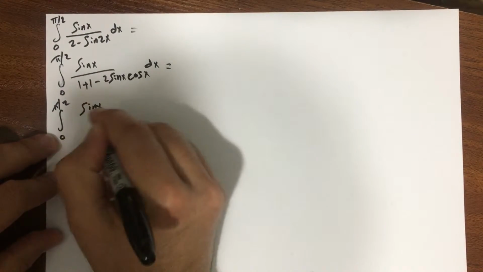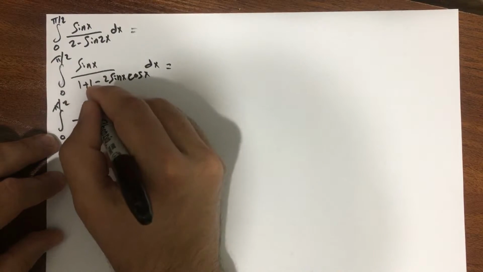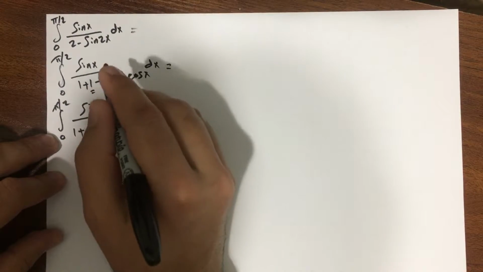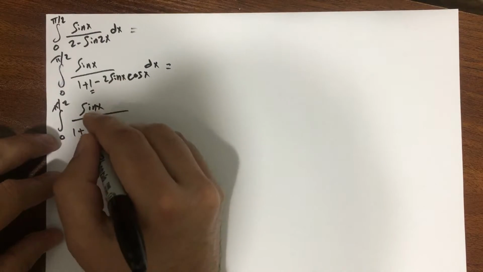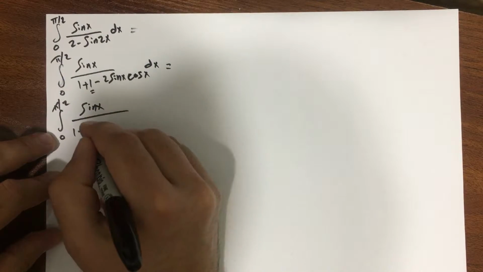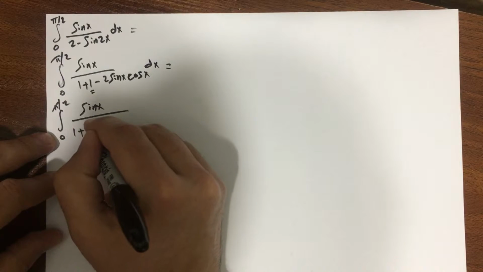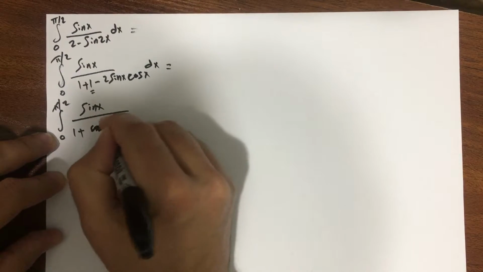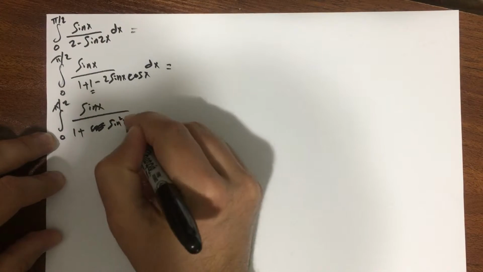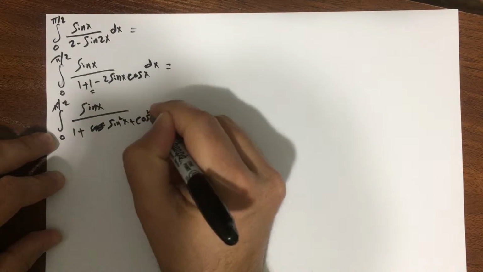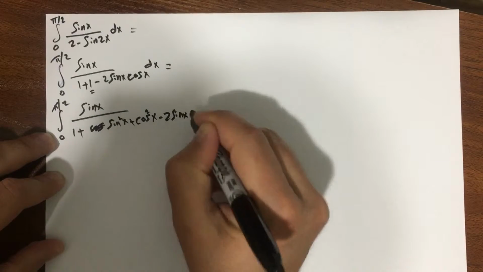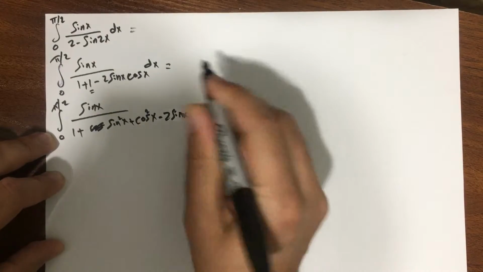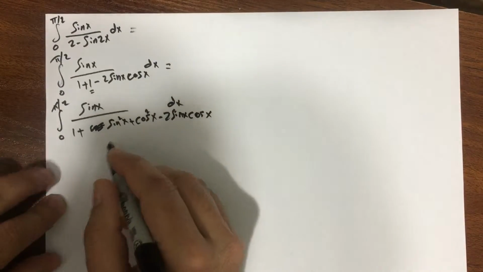And this equals the integral from 0 to pi over 2 of sin x over 1 plus. Now we convert this 1 to sin squared x plus cosine squared x. This is also another trigonometric identity. So this equals 1 plus sin squared x plus cosine squared x minus 2 sin x cosine x dx.